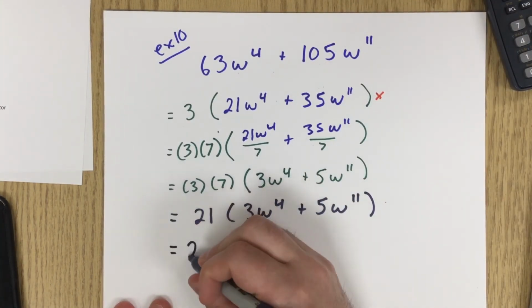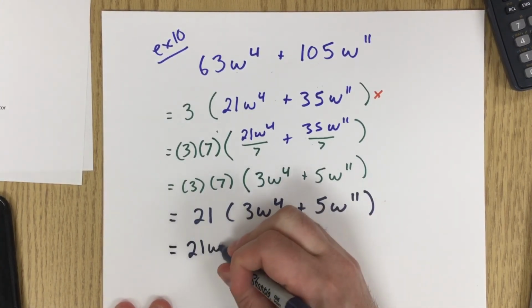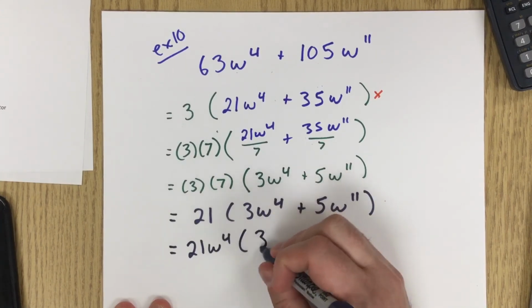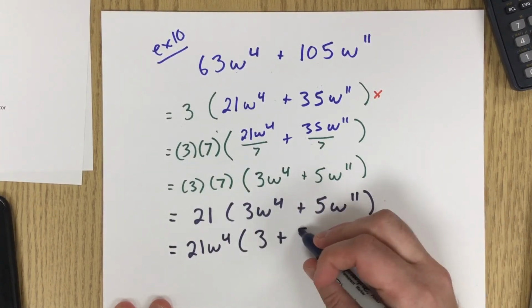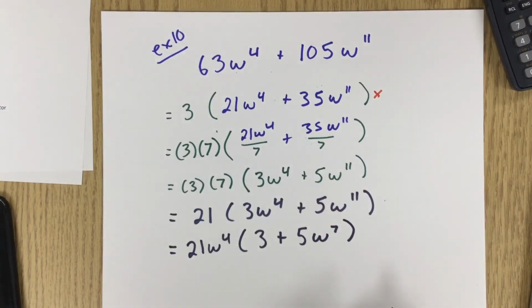Now what we're going to do is take out the w's. There's 4 w's there, 11 w's there. We'll take out 4 of them. That's going to leave 3 plus 5. There was 11, we took out 4, so w to the 7. And then we've common factored it.